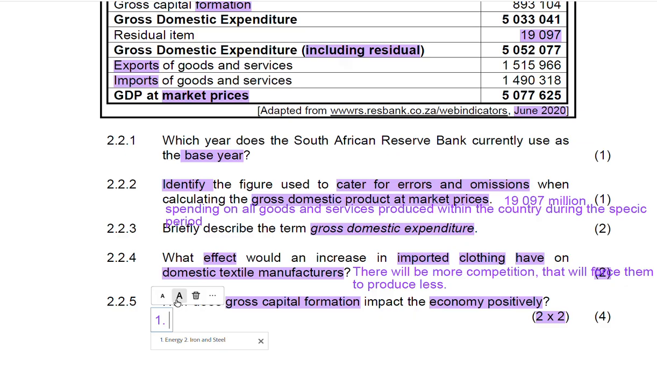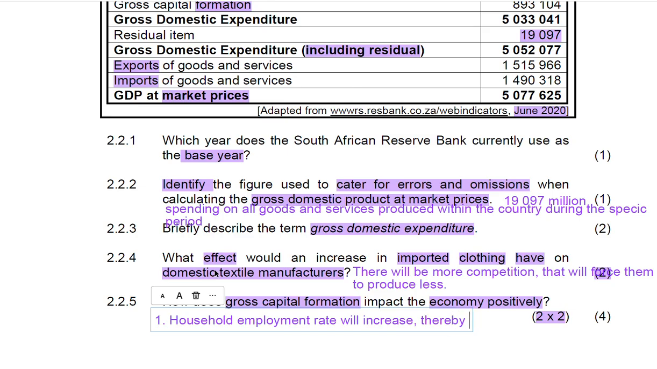The gross capital formation, what does it do? Household employment rate will increase. So we're looking at employment rate. Household employment rate will increase, thereby decreasing poverty. Right. So that's an important thing that will happen.